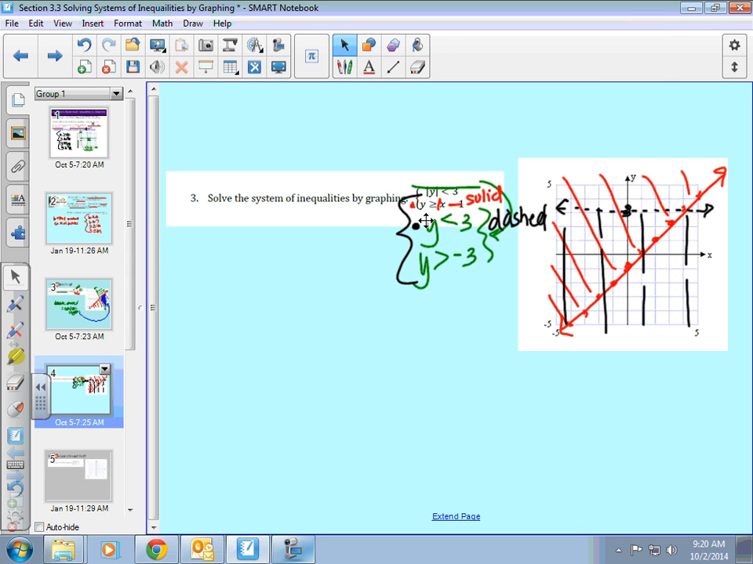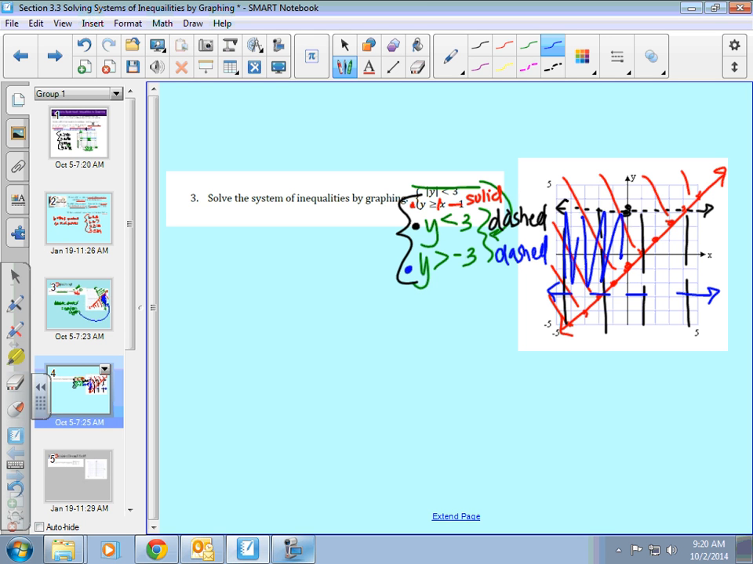And then I'm going to go ahead and do y is greater than -3 in blue, and this is not equal to again, so it's going to be a dashed line. Horizontal line at -3. And once again, it says greater, so greater means to shade above the line. So I'm just going to shade where it will be double. So where I put the blue shading, that is my solution region for this problem.